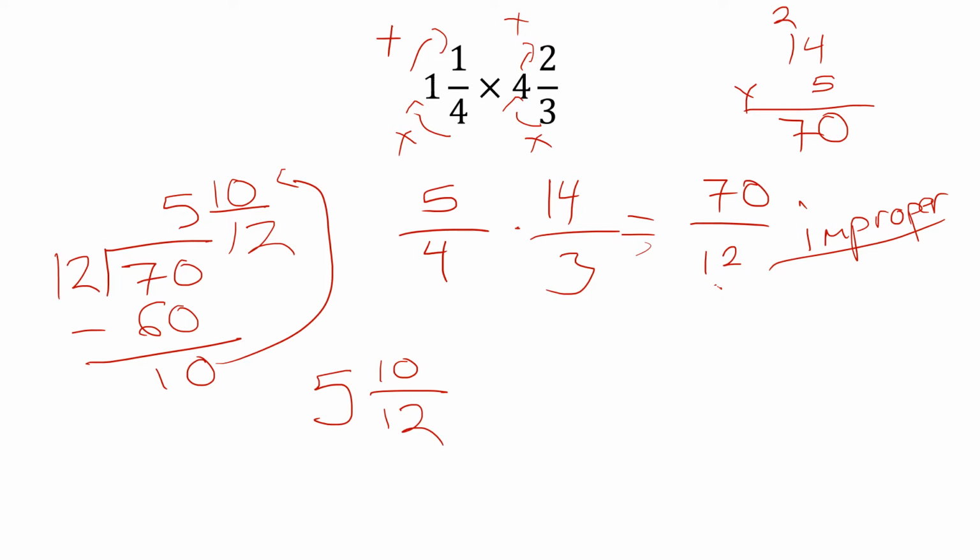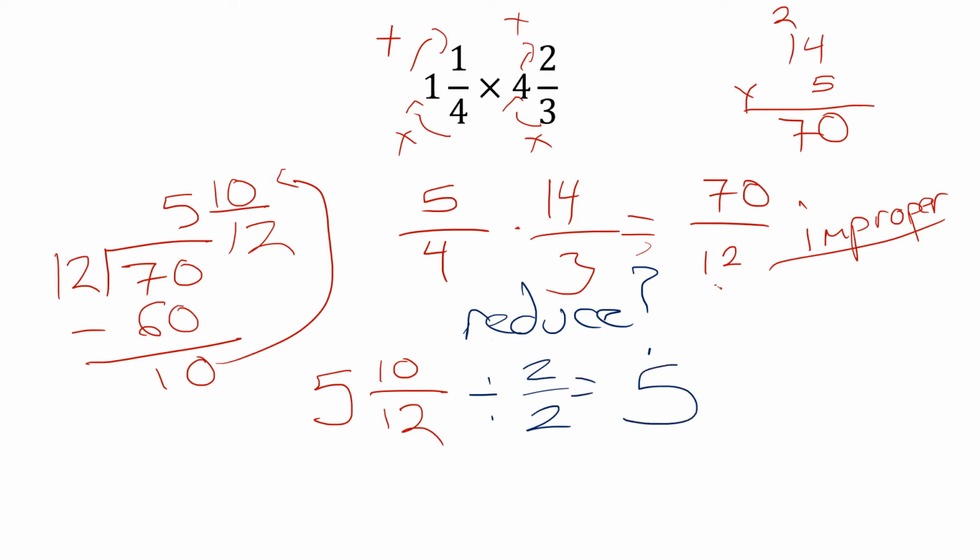So that's our first question we need to ask. The next question we need to ask is, can we reduce our answer? So can we reduce 10/12? Is there any number that will go into both 10 and 12? And there is. We can divide both of these numbers by 2. 10 divided by 2 is 5, and 12 divided by 2 is 6. So our final answer for our multiplication is 5 and 5/6.